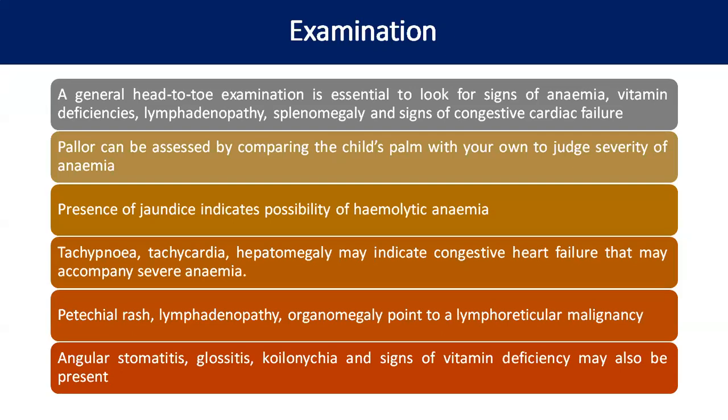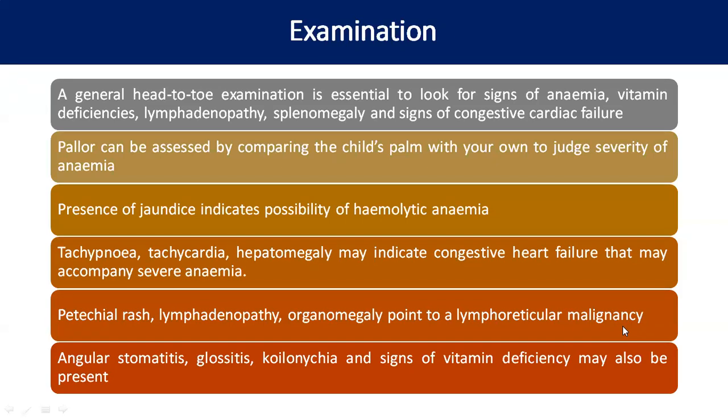Pallor can be assessed by comparing the child's palm with your own palm to judge the severity of anemia. Presence of jaundice indicates the possibility of hemolysis. One should look for the presence of heart failure. The signs could be tachypnea, tachycardia, hepatomegaly. Petechial rashes, lymphadenopathy, organomegaly point toward an underlying lymphoreticular malignancy. Angular stomatitis, glossitis, and cheilosis, which point towards vitamin deficiency, can also be present.